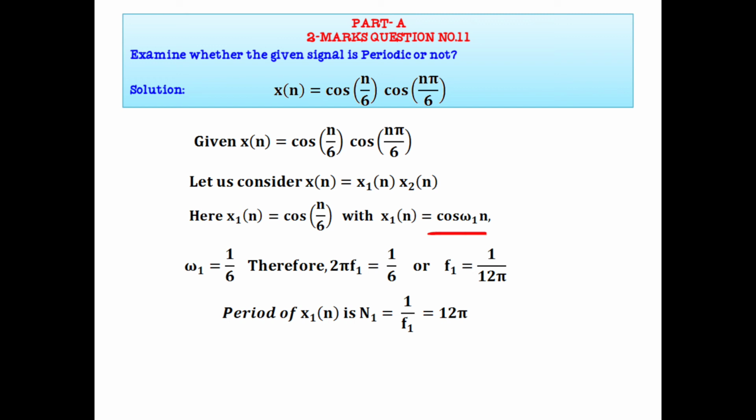So, compare it with the general expression. You will get omega. So, what is omega? 2 pi f1. f1 is 1 by 6, so f1 equal to 1 by 12 pi. So, what is the fundamental period? Reciprocal of fundamental frequency. Since this is a discrete time signal, you should write N1. So, N1 equal to 12 pi.